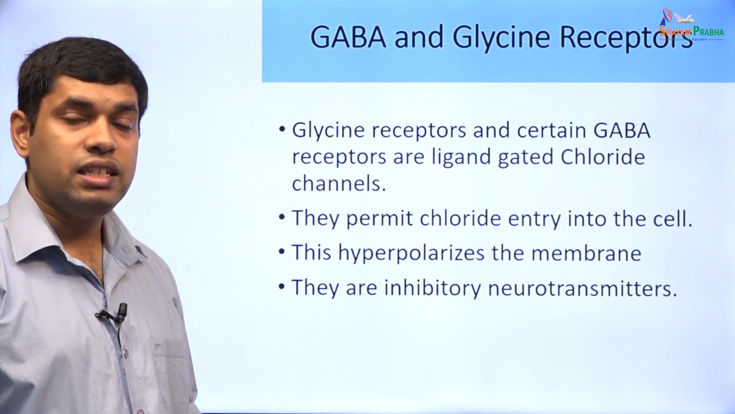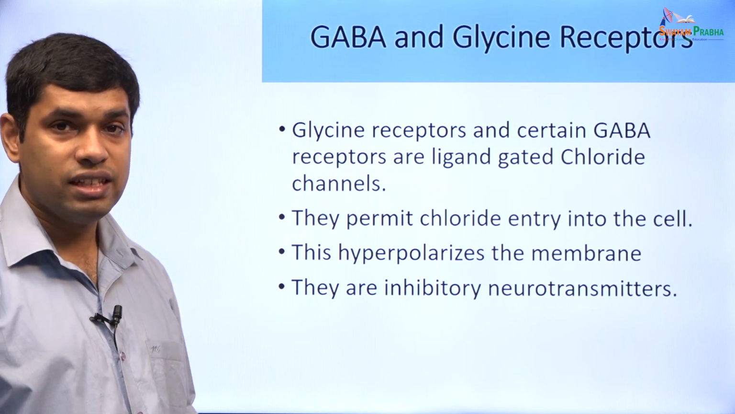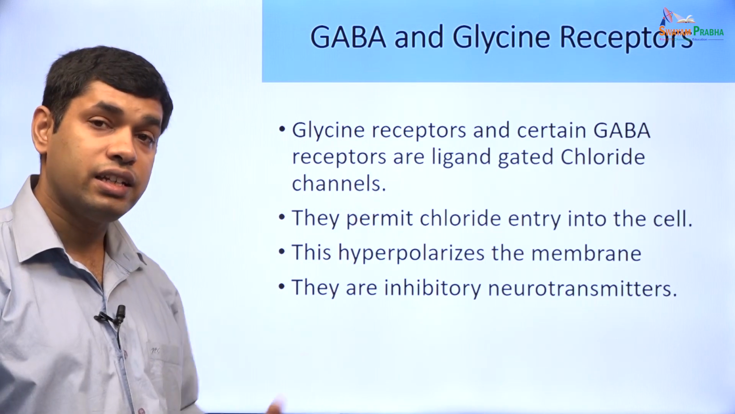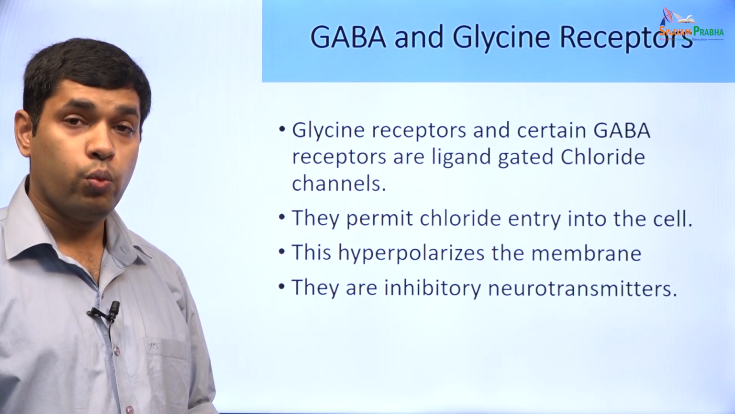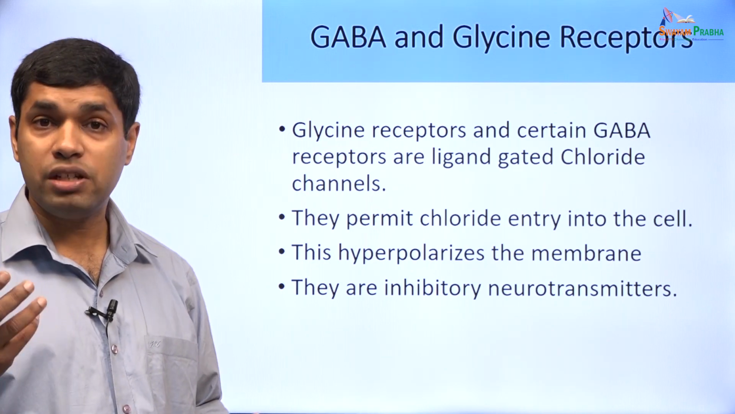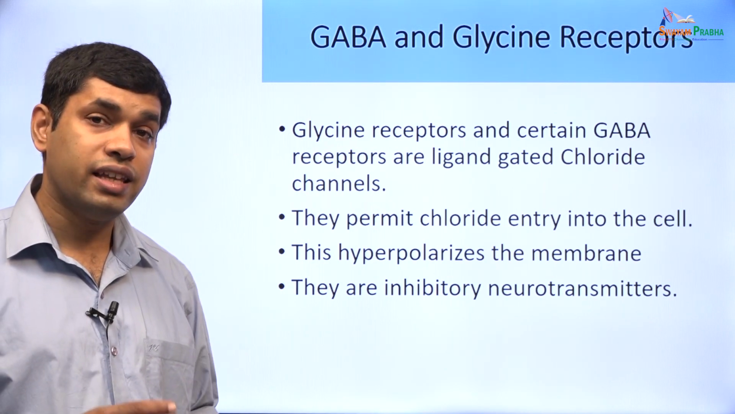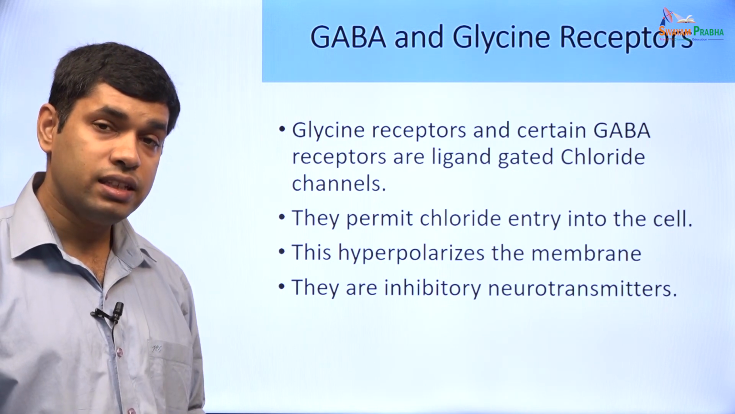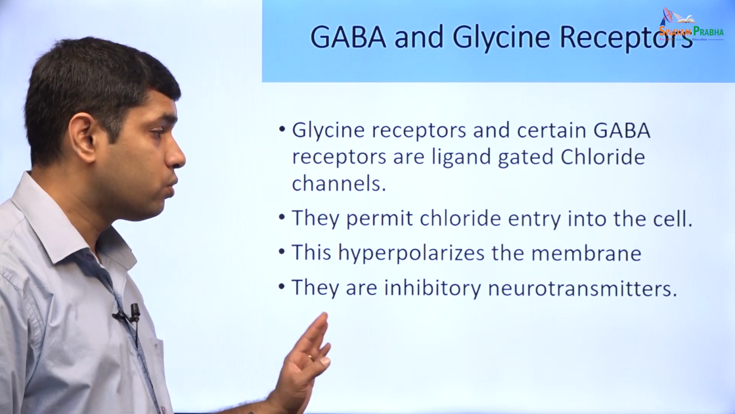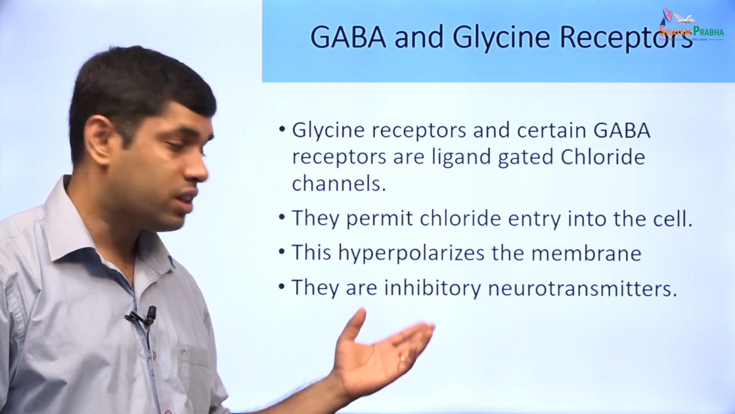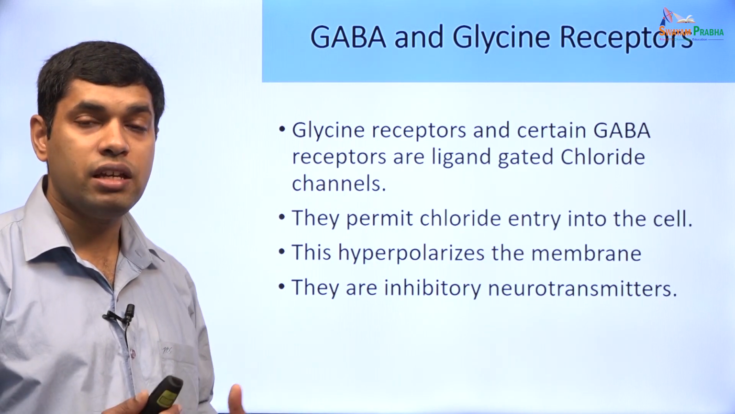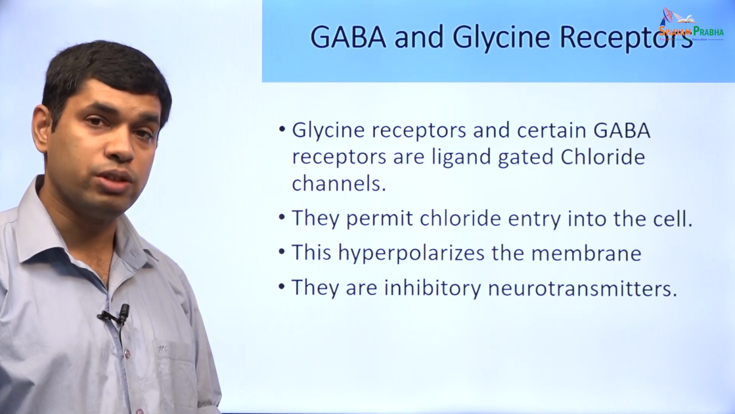Both GABA and glycine are inhibitory neurotransmitters in the CNS. Certain GABA and glycine receptors are ligand-gated chloride channels. So when GABA or glycine binds to these channels, they open, permitting chloride entry into the cell, thereby hyperpolarizing the cell. And this makes the cell membrane more difficult to depolarize. And so these neurotransmitters act as inhibitory neurotransmitters, stabilizing the membrane or making it more difficult for the membrane to conduct an action potential.